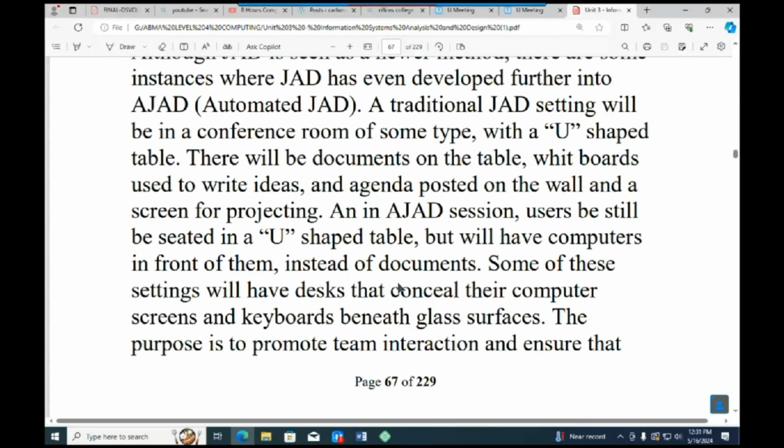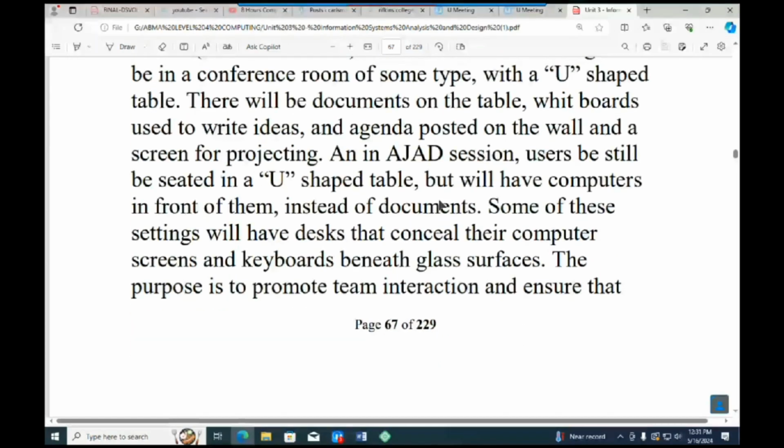So in an automated JAD session, the users are still going to be sitting in a U-shaped table, but instead of having all these physical materials, we have computers in front of them instead of the physical documents. Some of these settings will actually have desks that conceal their computer screens. Then we have keyboards that are beneath some glass surfaces.